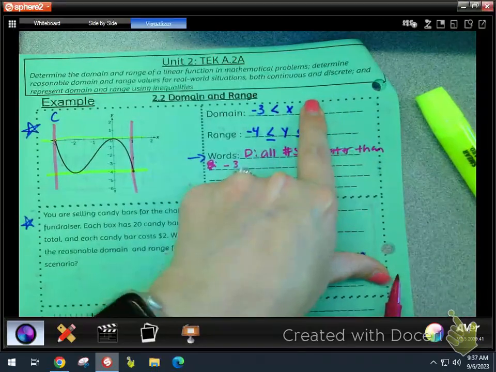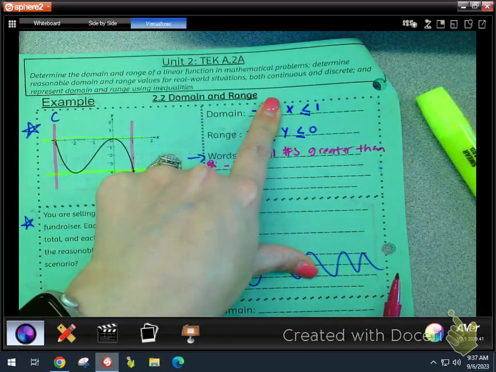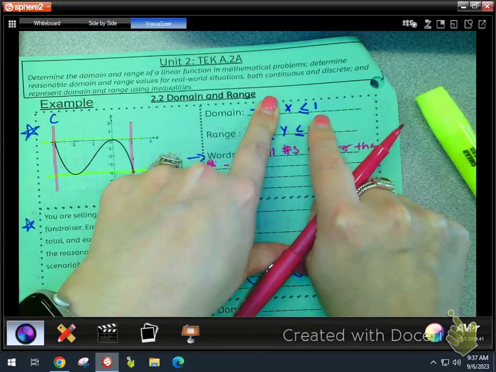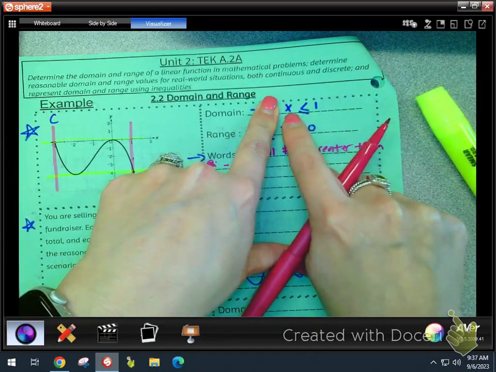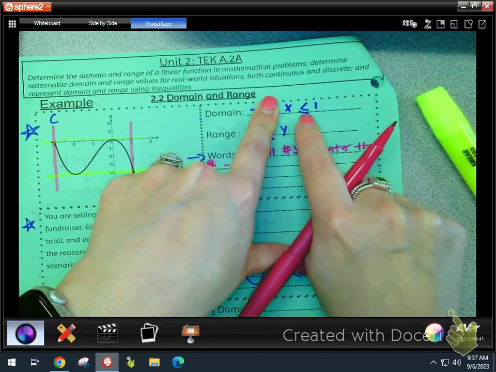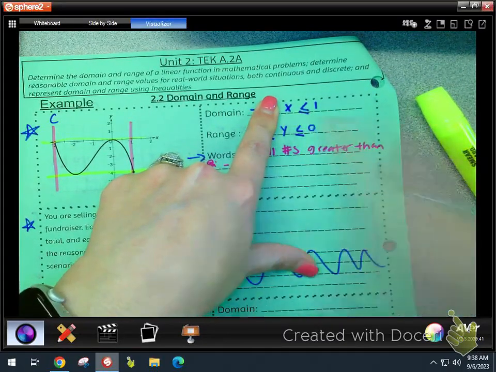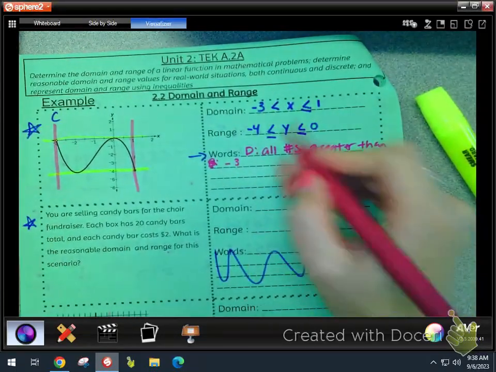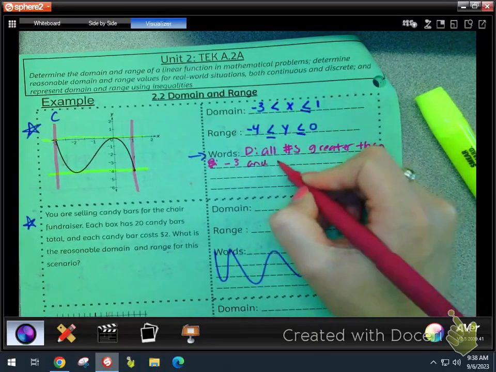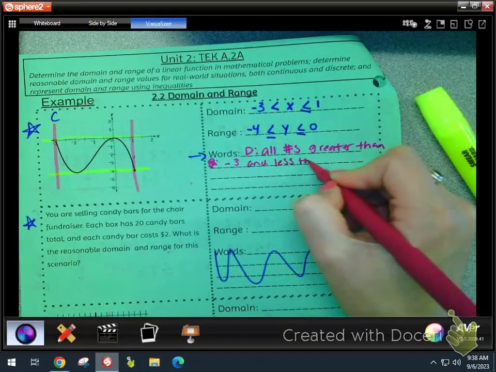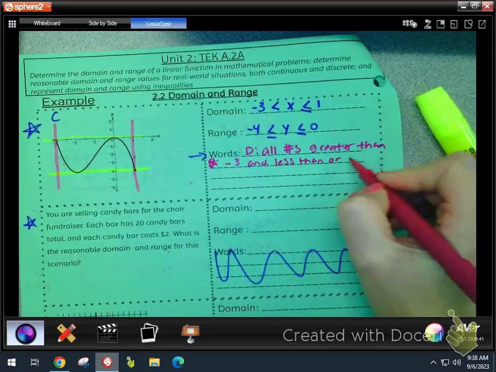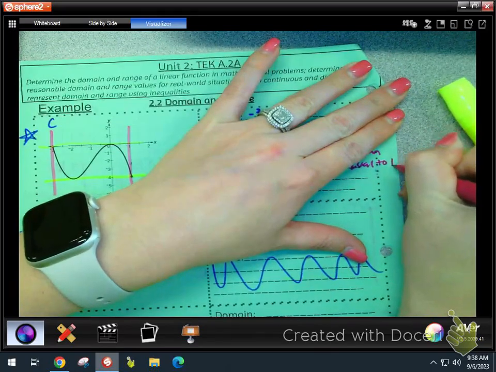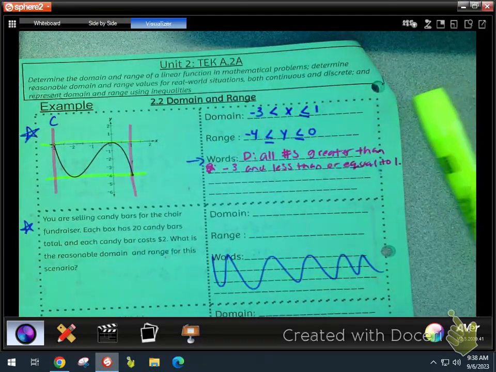That's that side. Now what does this side say? X is what? Less than or equal to 1. Not more than or equal to. No, the way this one is faced, X is less than or equal to, because you're still reading it that way. So all numbers that are greater than -3 and less than or equal to what number? +1. Okay? Whew, that's a lot to write.